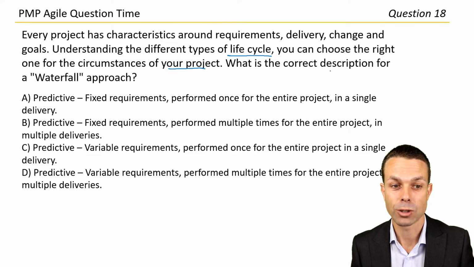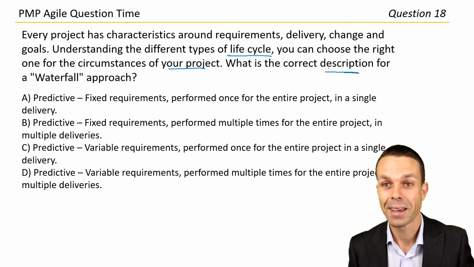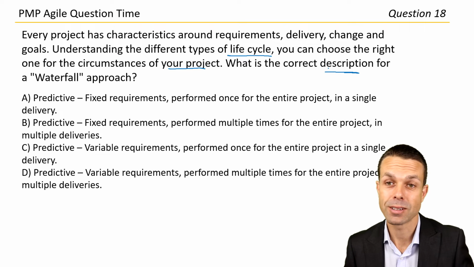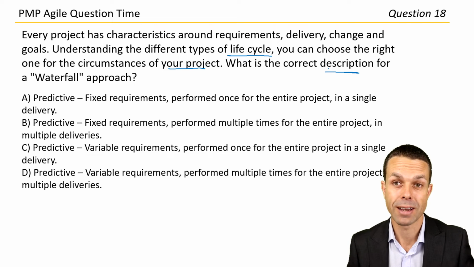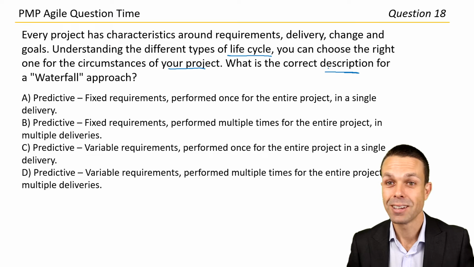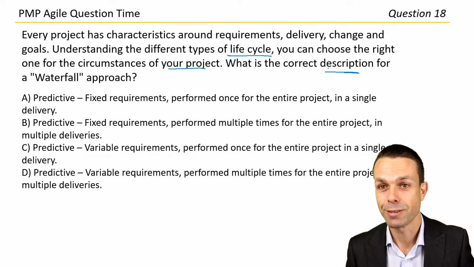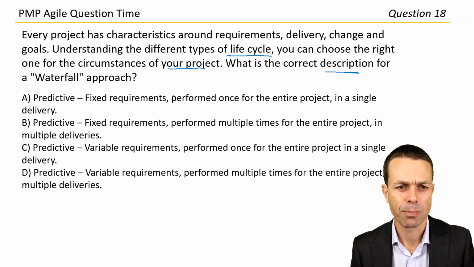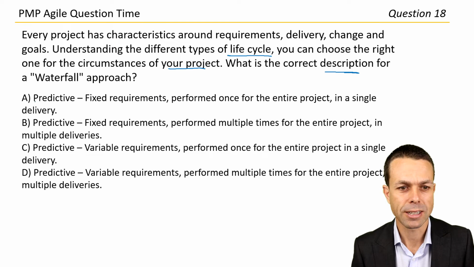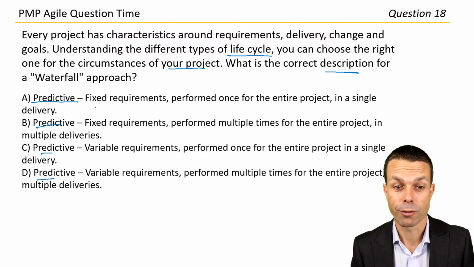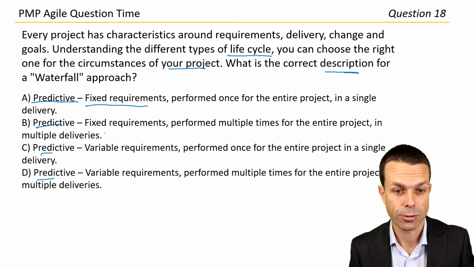What is the correct description for a waterfall approach? And we need to know this because while a company, or even our team, may say that we're doing Agile, sometimes we're actually doing a combination, a little bit of waterfall and a little bit of Agile. So let's check this out. A waterfall approach is predictive. Yes, definitely predictive, but they all say predictive, so that's going to trip us up. Okay, we've got fixed requirements. Yes, that's definitely true. So these ones are fixed requirements, so not variable.